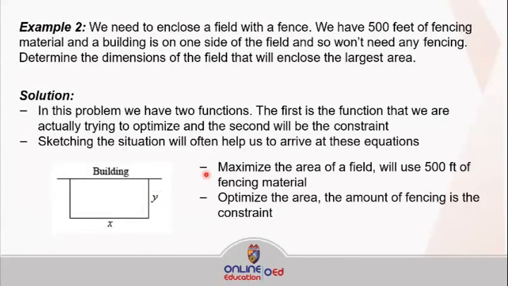And then yung next natin for the solution is we need to maximize the area of a field. We'll use 500 feet of the fencing. Yung 500 feet is given na kanina sa problem natin. And next natin, optimize the area. The amount of fencing is the constraint. So balikan lang natin, sabi natin, ang need natin dito is the optimization and also the constraint.